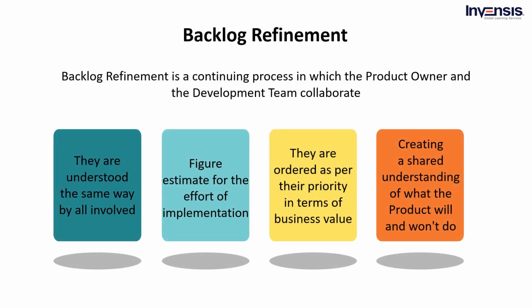5. Backlog Refinement. Backlog refinement is a continuing process in which the product owner and the development team collaborate to make sure that items in the product backlog are understood the same way by all involved, a shared understanding. They have an estimate for the relative difficulty and effort of their implementation, and they are ordered as per their priority in terms of business value and effort required. In short, backlog refinement is about creating a shared understanding of what the product will and won't do, the effort it will take to implement it, and the order in which you'll do that.